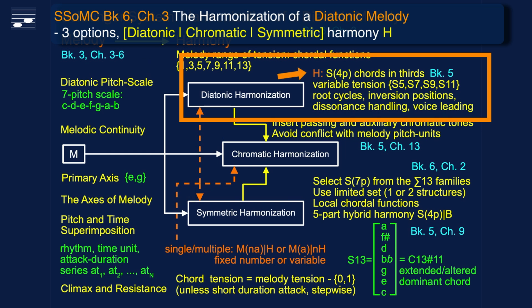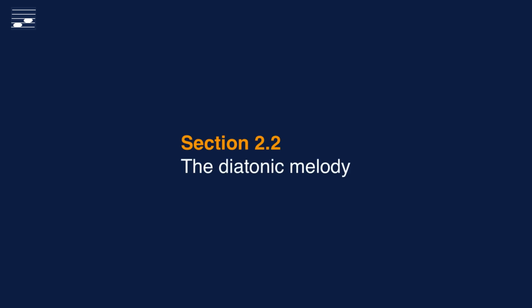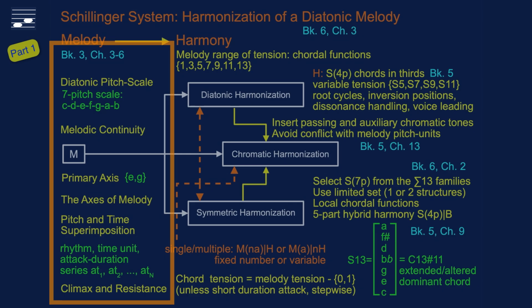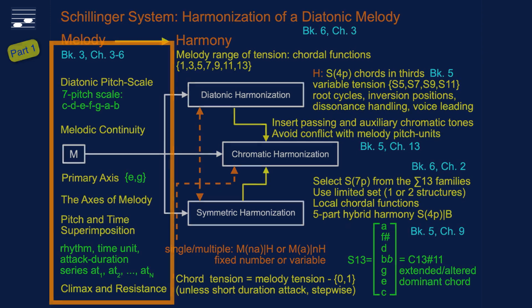Thus, we will use chord structures in thirds and the diatonic harmony aspects as presented in Schillinger System Book 5. Watch this video as an introduction to the system terminology. Revisit part 1, where I discussed melody design aspects in great detail. You'll find the melody characteristics there in various subsections.